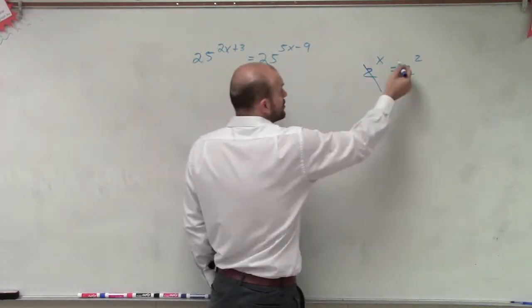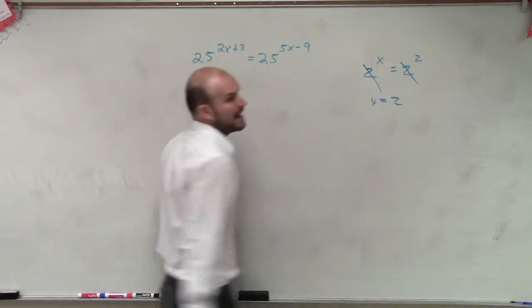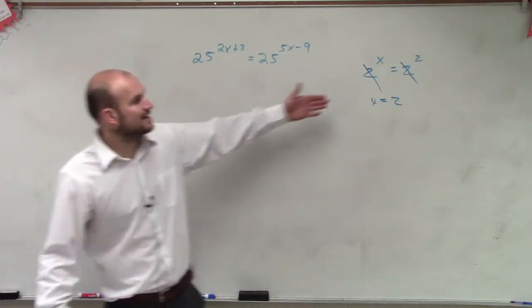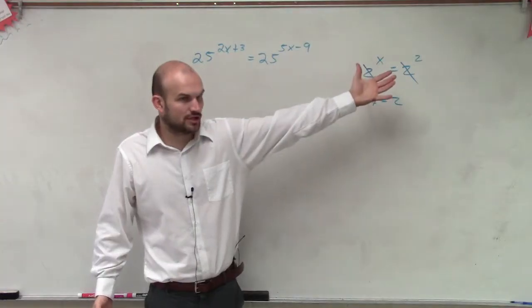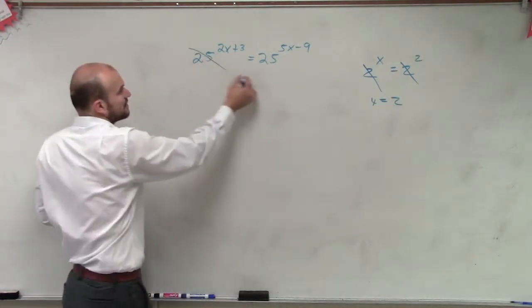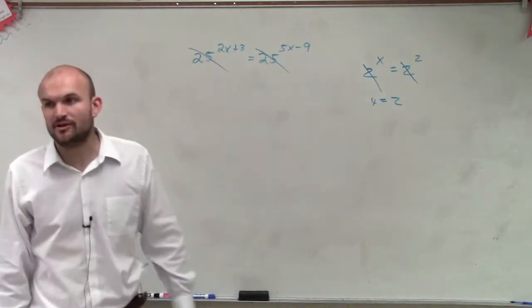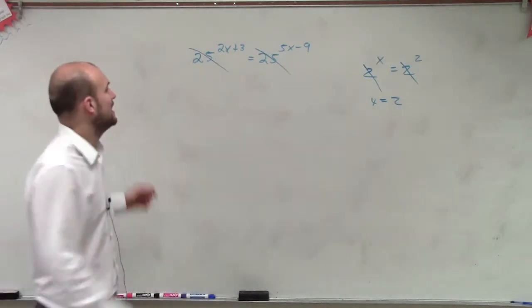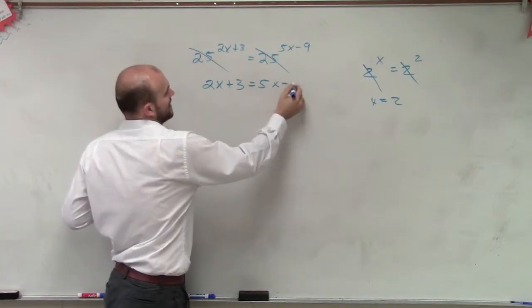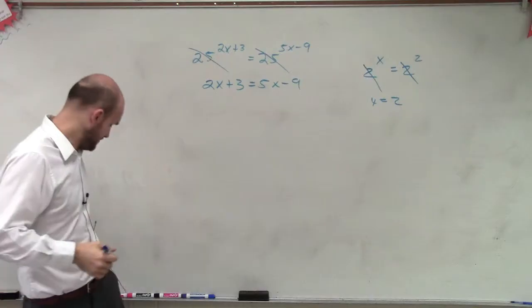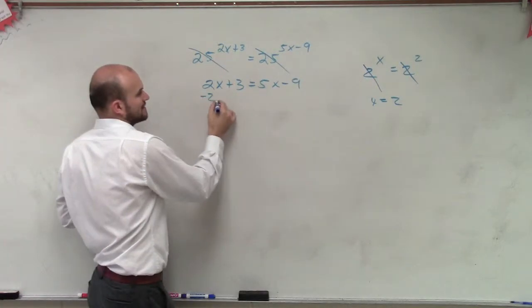2. 2, right? So really, it does not matter what the base is. We know that if the bases are equal to each other, our exponents then have to equal each other as well. So in this case, we aren't really going to be concerned with the bases of 2. And then I can just rewrite my equation as 2x plus 3 equals 5x minus 9. Then from here, I just solve for x.